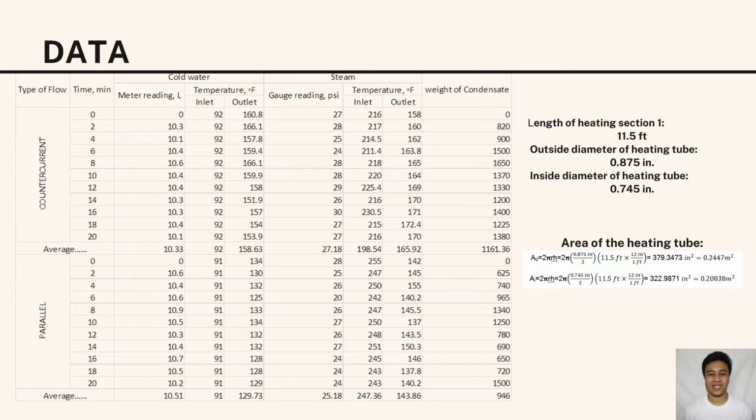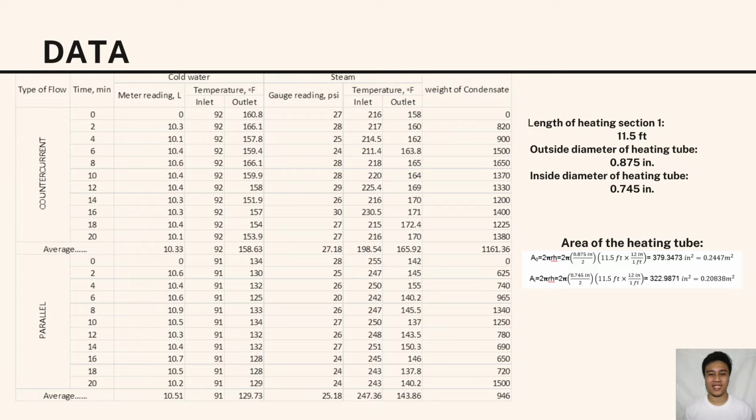Based on the given data, the average temperature of the cold inlet and outlet water are 92 and 158.63 degrees Fahrenheit respectively. The steam gauge reading is 27.18 psi and the inlet and outlet temperature of the steam is 198.54 and 165.92 degrees Fahrenheit respectively.